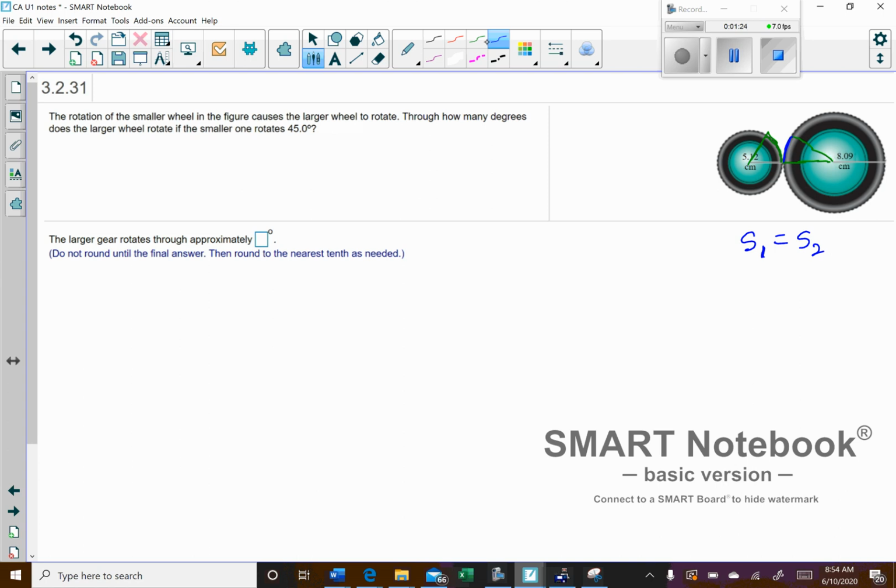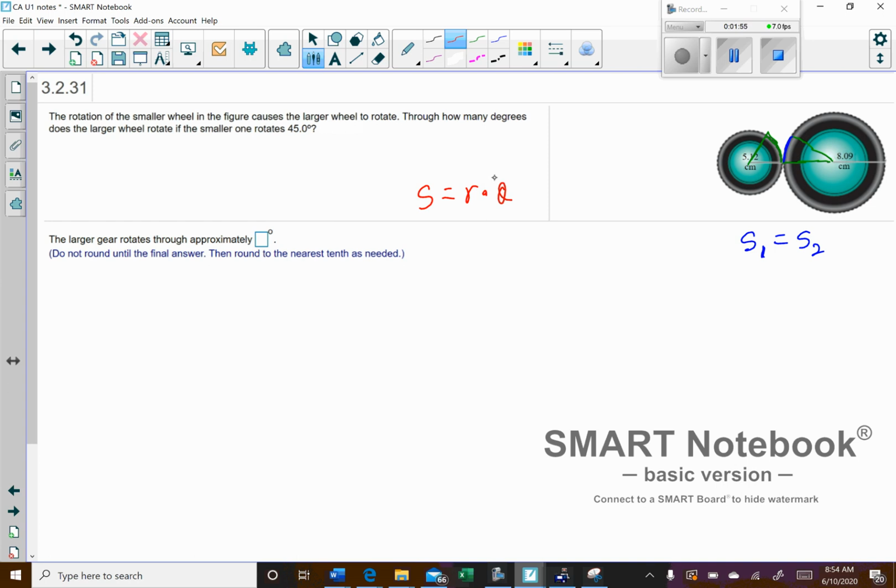Okay, so what is the formula for arc length? Well, arc length is equal to your radius times theta, right? The length of the radius, and then your angle of rotation right there. So we're going to set up an equation for both of these and then solve for the unknown. Now, typically, you need to convert your degrees into radians.